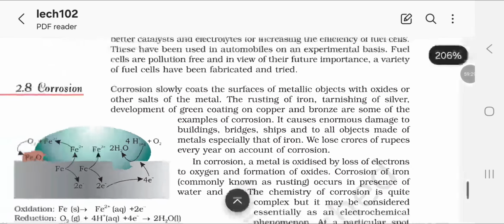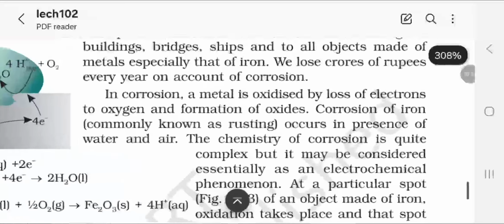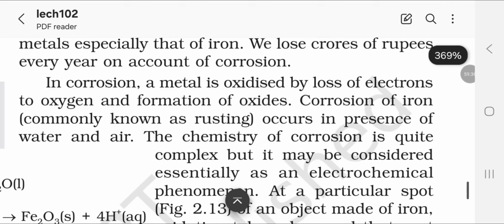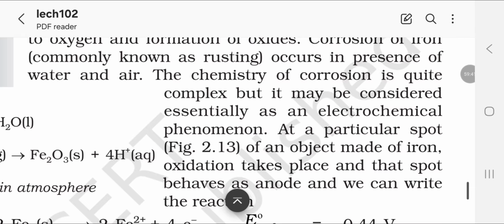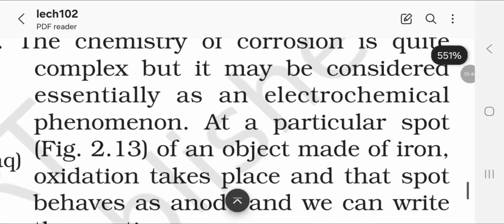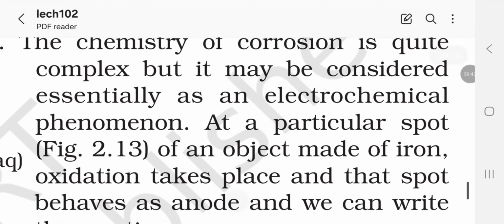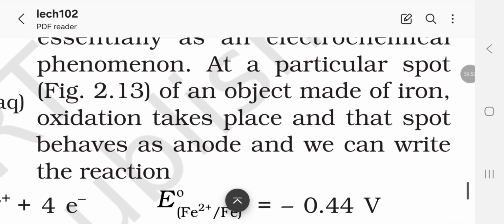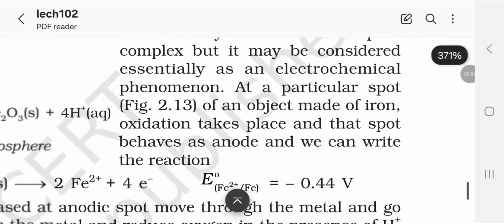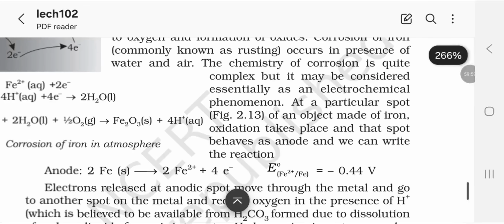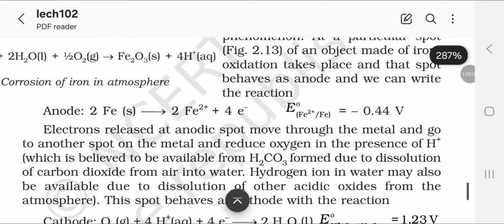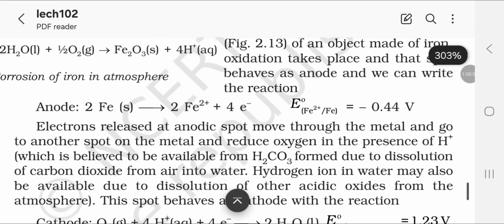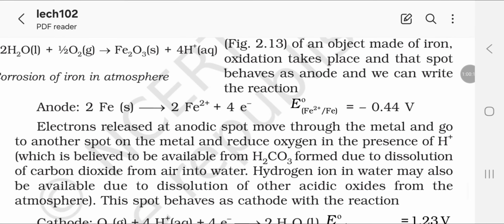In corrosion, a metal is oxidized by loss of electrons to oxygen and formation of oxides. Corrosion of iron, commonly known as rusting, occurs in the presence of water and air. The chemistry of corrosion is quite complex, but it may be considered essentially an electrochemical phenomenon. At a particular spot of an object made of iron, oxidation takes place and that spot behaves as anode, and we can write the reaction at anode: 2Fe gives 2Fe2+ + 4e-, with E° (Fe2+/Fe) = -0.44 V.